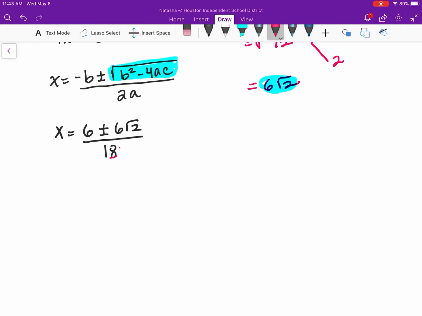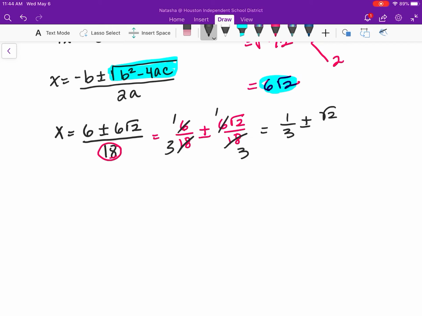The easiest way for me to deal with that is this is a common denominator. And this is a fraction. So that means I'm going to separate my two top terms in my numerator over my denominator. So I'm going to rewrite this as 6 over 18 plus or minus 6 square root of 2 over 18. Okay, now 6 goes into itself 1 time and 6 goes into 18 3 times. So this simplifies to 1/3. 6 goes into itself 1 time in this term, and again 6 goes into 18 3 times. So this simplifies to 1/3 plus or minus the square root of 2 over 3.